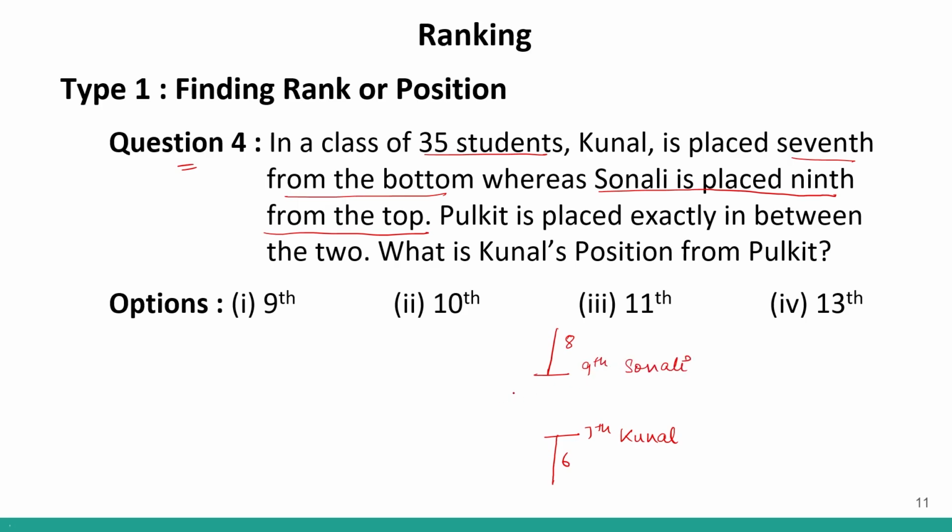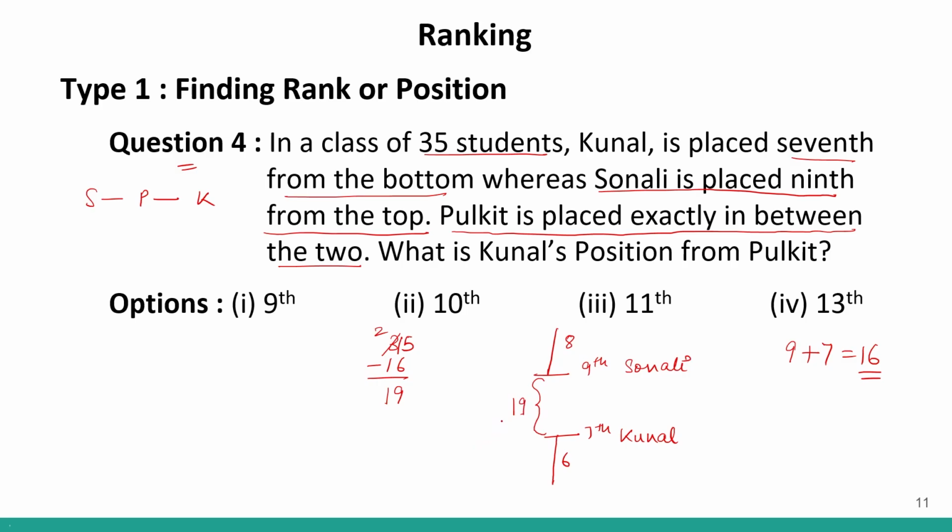Correct? Total how many students are there? Total there are 35 students. Now it tells us that Pulkit is placed exactly in between the two. That means we have Sonali, then Pulkit, then Kunal. Correct? In total, there are 35 students. We already have an account of 9 plus 7 students. That means we have accounted for 16 students. So I will subtract 35 and 16. So what will I get? I will get 19. So basically in this position, we have 19 people.